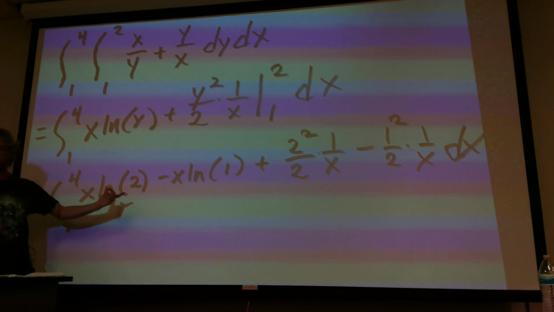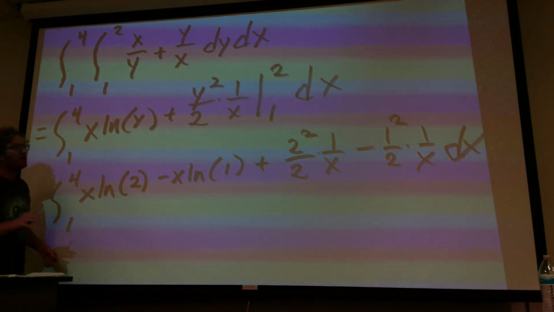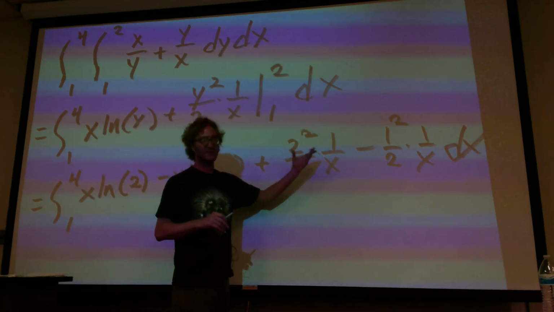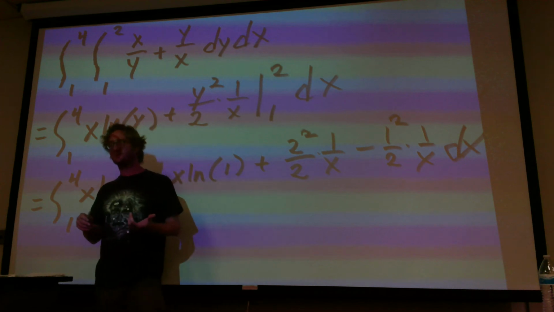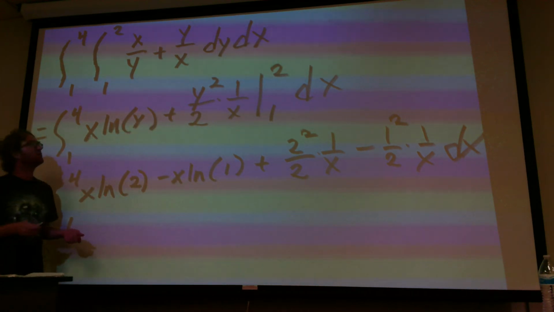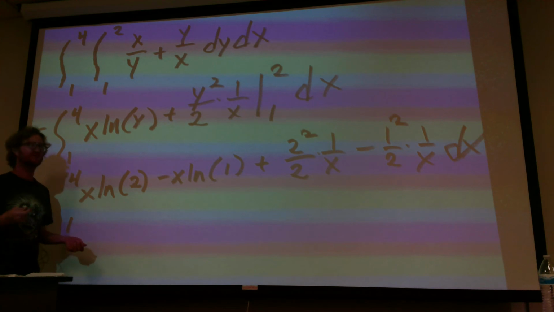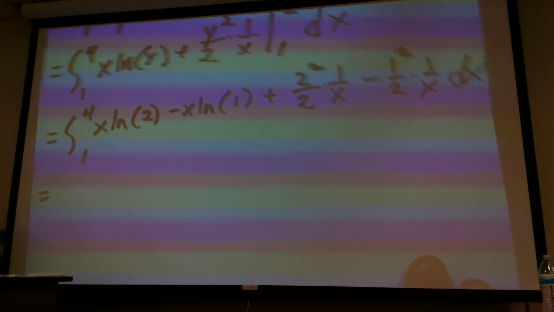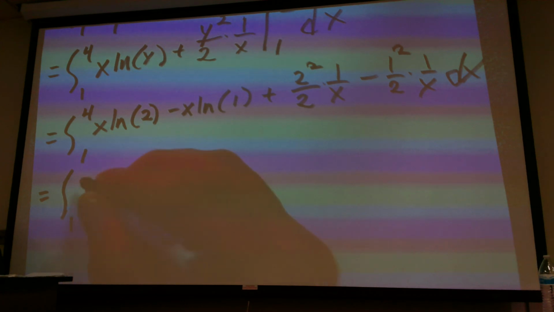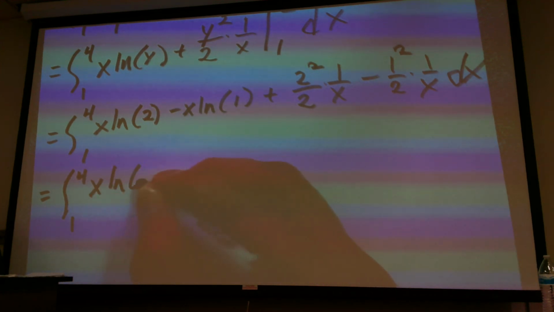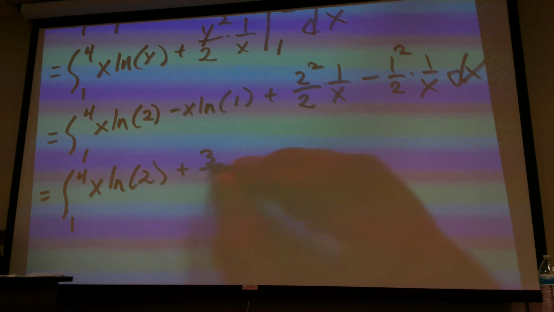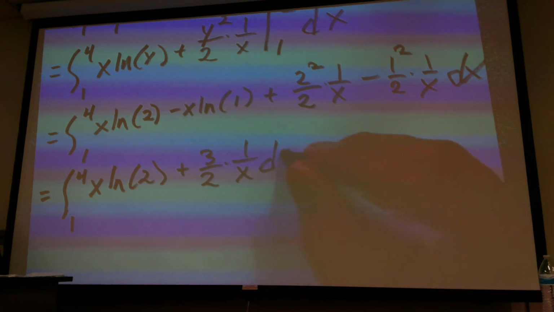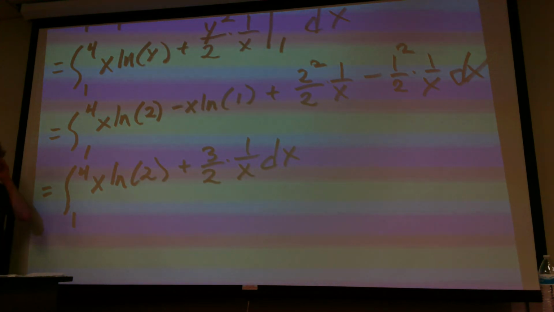Okay. So, first off, the natural log of 1 is 0. So we can go ahead and throw that term away. And then if we think about these two terms over here, we can go ahead and make a combination of these. So 2 squared divided by 2 is going to be 4. 4 divided by 2, which is 2. And then, well, 1 squared divided by 2 is 1/2. So we have 2 minus 1/2. So 2 minus 1/2 is really 3 over 2. So this is going to become the integral from 1 to 4 of x times the natural log of 2, and then plus 3 divided by 2 times 1 divided by x, and we still have to integrate with respect to x. Okay.